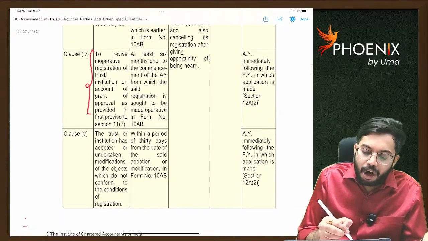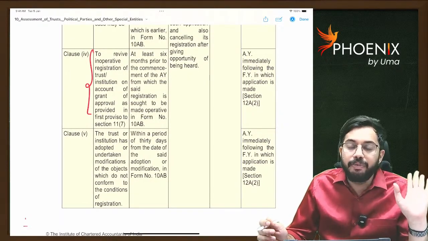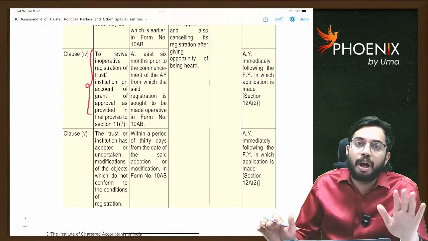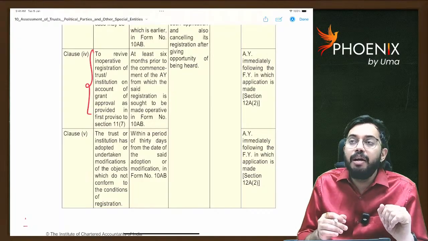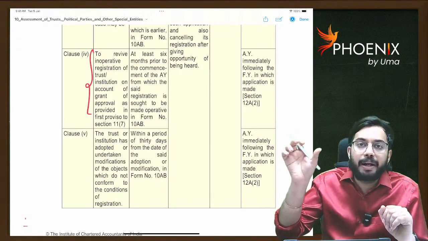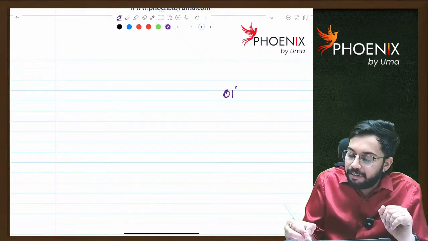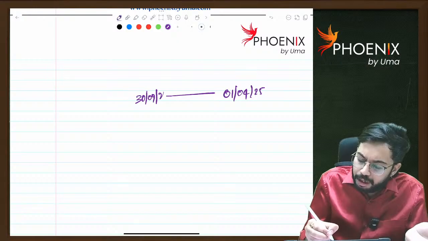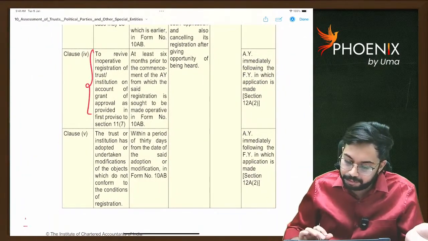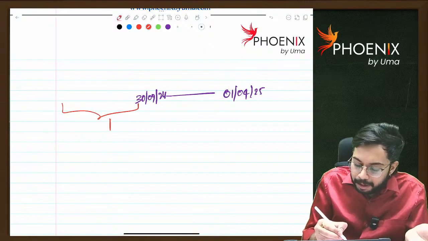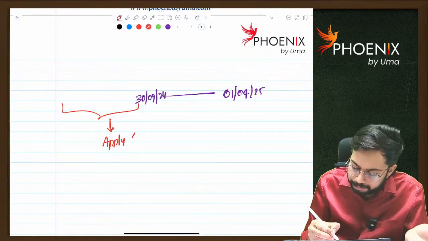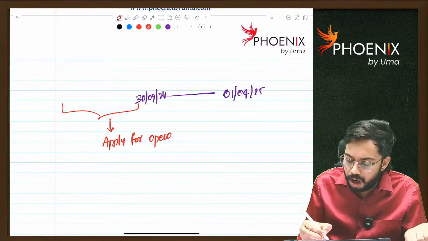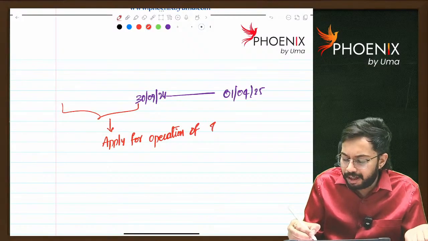If your trust is inoperative and you want to make it operative, let's say in 24-25 the trust is inoperative. In 25-26 I want to make the trust operative. So in 24-25 only, I want to make it operative from 1st April 25. So from 1st April 25, I need to do a back calculation of 6 months. 6 months means 30th September 24. Am I correct? So before 30th September 24 only, I should apply for operation of the inoperative trust. Are you able to understand?